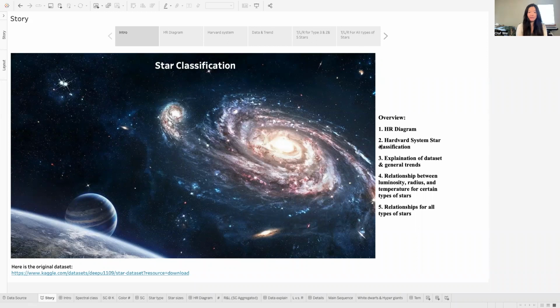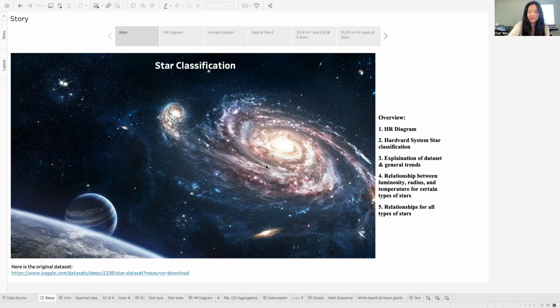My dashboard is about star classifications. So when you're observing stars at night, you find out different stars seem to have different colors. Some of them seem to be white, some of them seem to be red, and some of them seem to be very bright, but some of them seem to be dim.